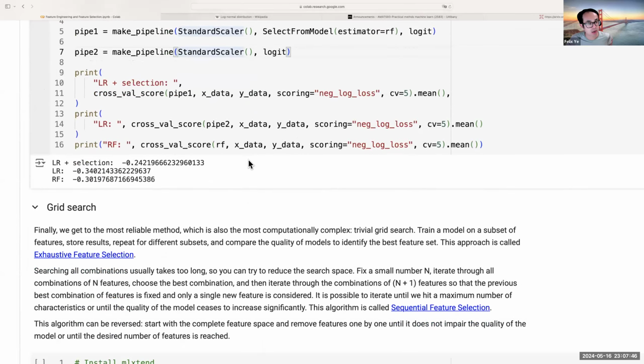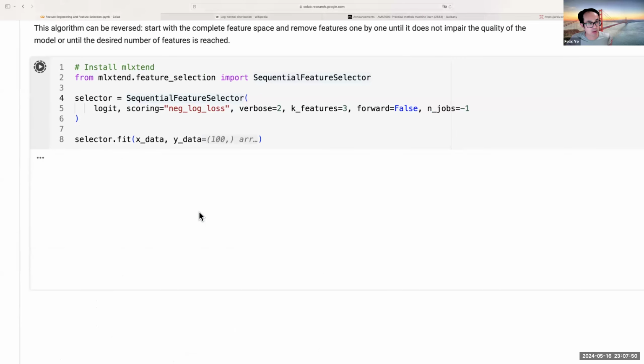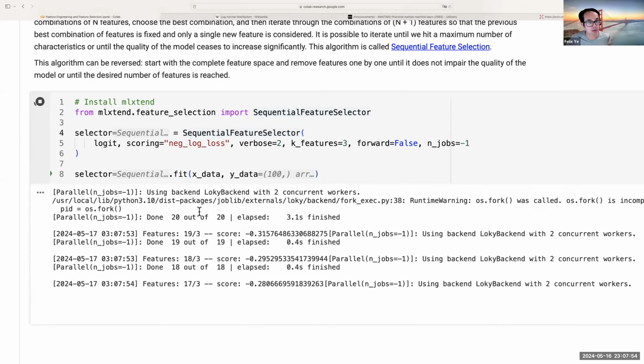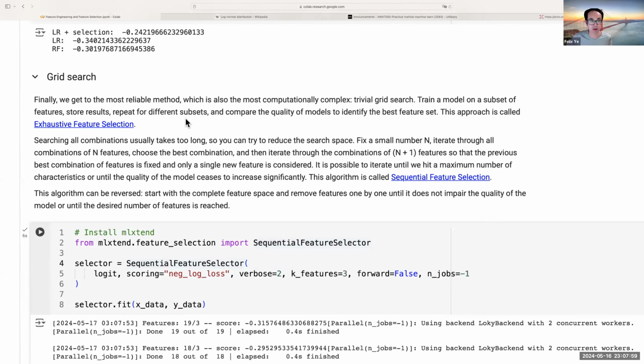All right, so finally, this is the last one we can do. This is something called grid search. It's the most reliable one, but it's also the most computationally complex. And we can do this kind of thing called grid search.